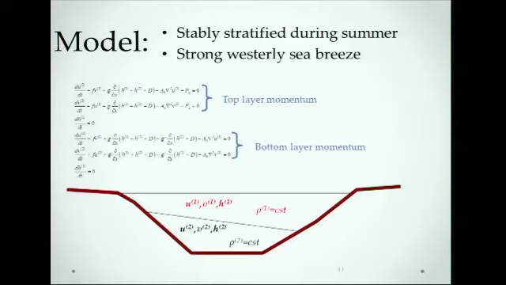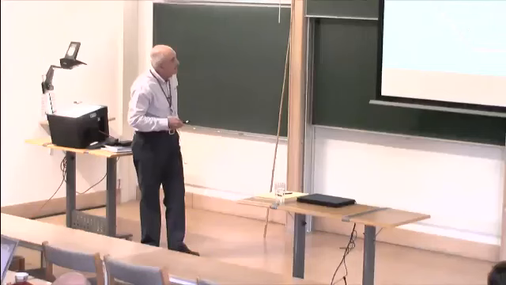So here's the model. There's a strong westerly sea breeze in the summer over Galilee, and it's stably stratified during the summer. So the idea is to take a two-layer model. The top layer represents the layer which has a lot of oxygen. The bottom layer represents the layer which is lacking in oxygen, the anoxic part, and you run it as a two-layer system. So here are the equations. You'll recognize the shallow water type equations in two layers, right? So you've got U, V, H for the top part, assume the density is constant, and then down here U, V, H for the bottom part with a different constant density.